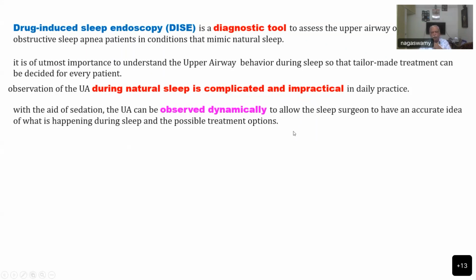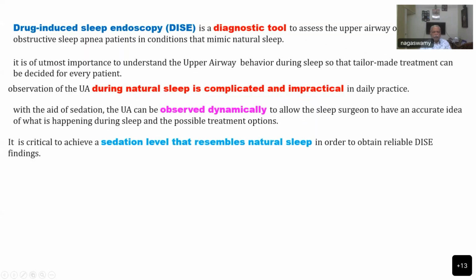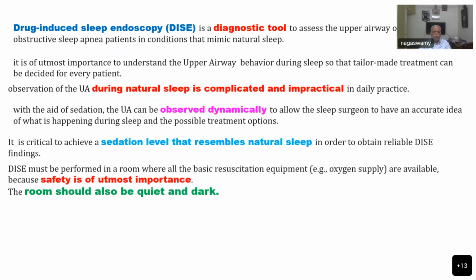Either it is a pharyngeal muscle or a big tongue or a tonsil, all these things, we are just making a guess only. Whereas by doing a DISE, we are able to observe dynamically, and it allows the sleep surgeon to have an accurate idea of what is happening during sleep and the possible treatment options. And it's critical to achieve a sedation level that resembles natural sleep in order to obtain reliable DISE findings. And the safety of the patient is important when you do that.